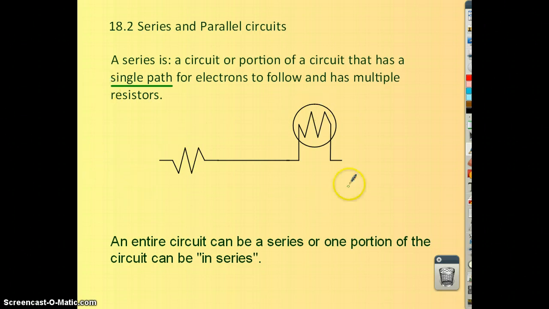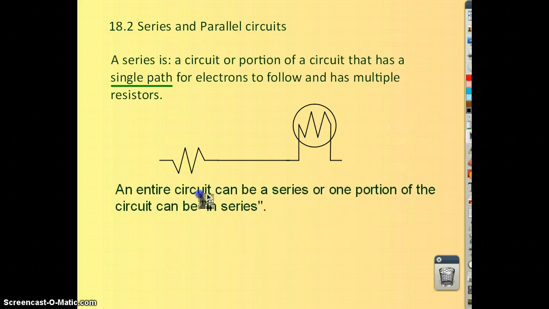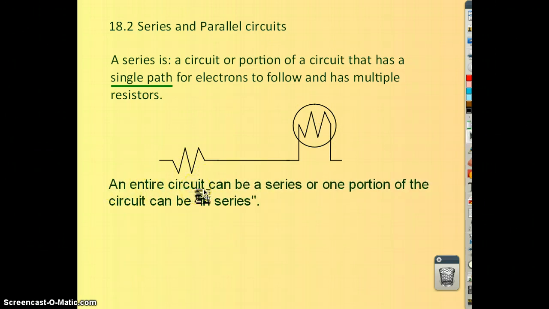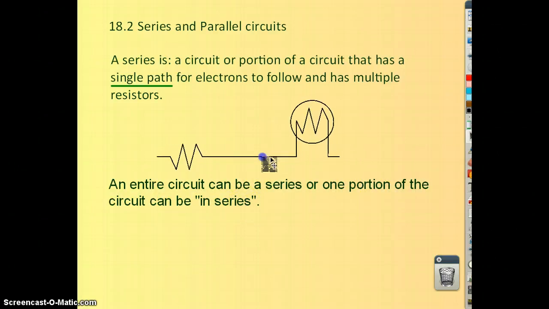So this is a portion of a series circuit. An entire circuit can be series, which is what this section is going to focus on, the entire circuit being a series circuit. Or one portion of the circuit can be in series. So this could be a portion of a larger circuit.